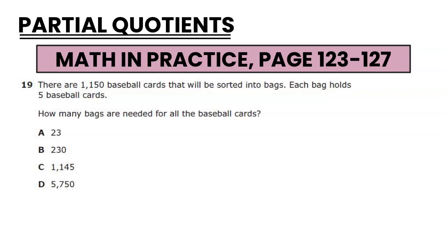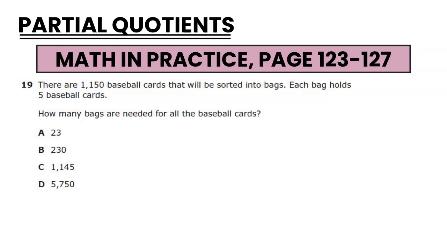I'm going to model this strategy of partial quotients on this STAAR released question and point out a couple of things that I want you to be aware of in this particular item. There are 1,150 baseball cards that will be sorted into bags. Each bag holds 5 baseball cards. How many bags are needed for all the baseball cards?